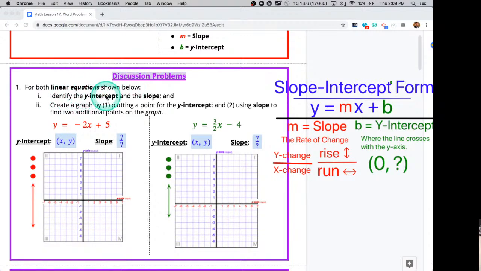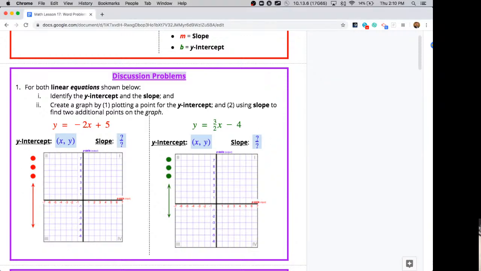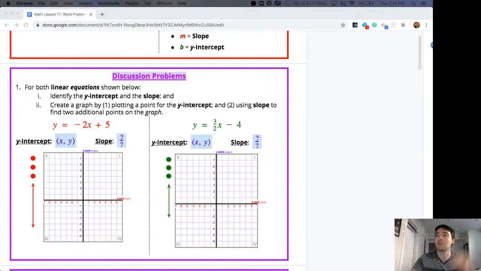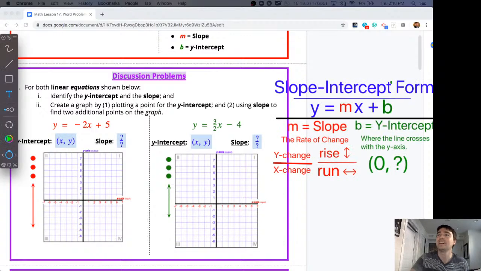First, they want us to identify the Y-intercept and the slope, and then also they want us to create a graph once we've identified that Y-intercept and slope. So the first thing, recall, hopefully we've been practicing this for a week now, this Y equals mx plus b idea should be familiar, and I forgot to bring my camera in, by the way. Hi to all of you, forgot to bring that in, sorry about that.